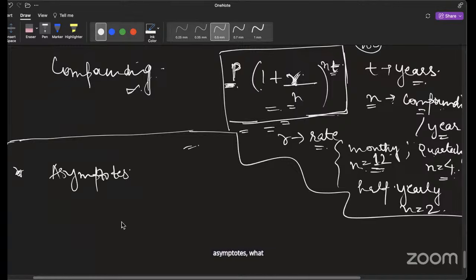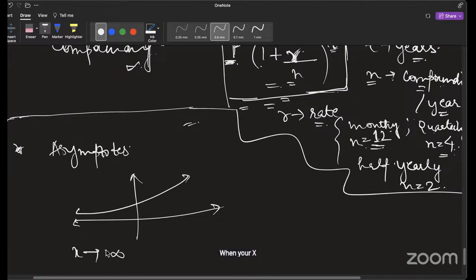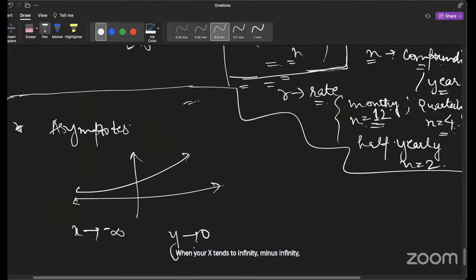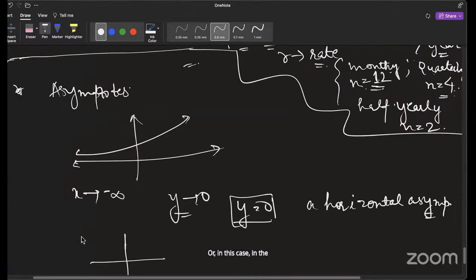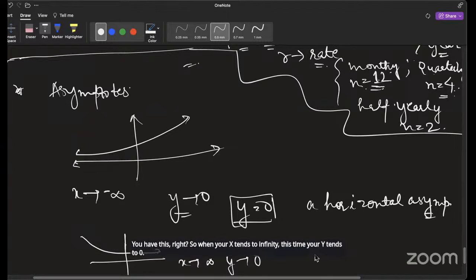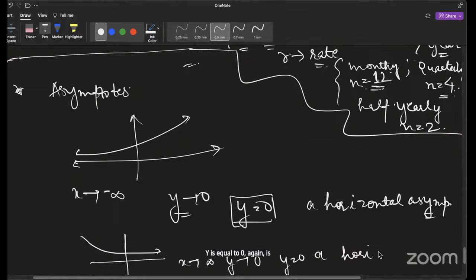Asymptotes, what happens is, it's basically this thing. One very popular example is what we were discussing initially. This is also an example of asymptote. When your x tends to infinity, minus infinity, your y tends to 0, right? So y equals 0 in this case is a horizontal asymptote. Or in the other one, you have this, right? When your x tends to infinity, this time your y tends to 0. So this is also a horizontal asymptote. y equals 0 again is a horizontal asymptote.